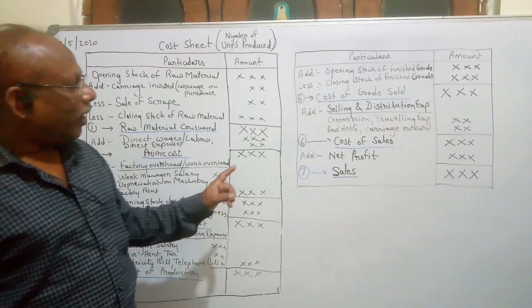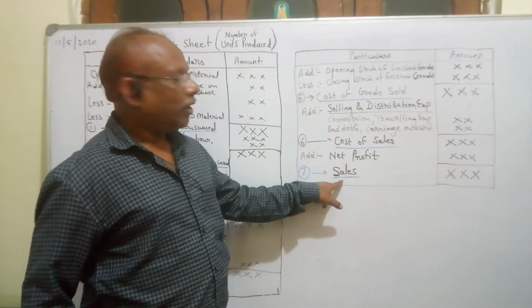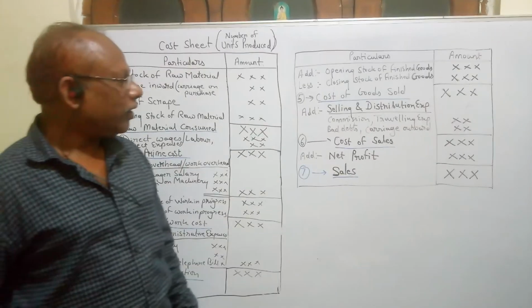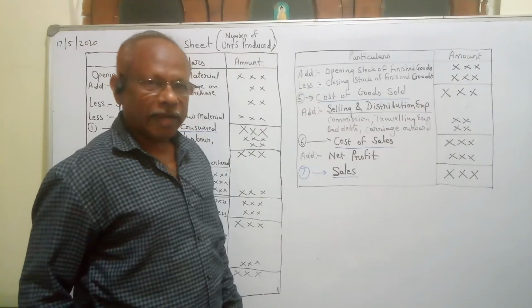So by adding selling and distribution expenses to cost of goods sold, we get cost of sales. Against cost of sales, sales is given. When sales is greater than cost of sales, then we get net profit. If it is less, then we get net loss.